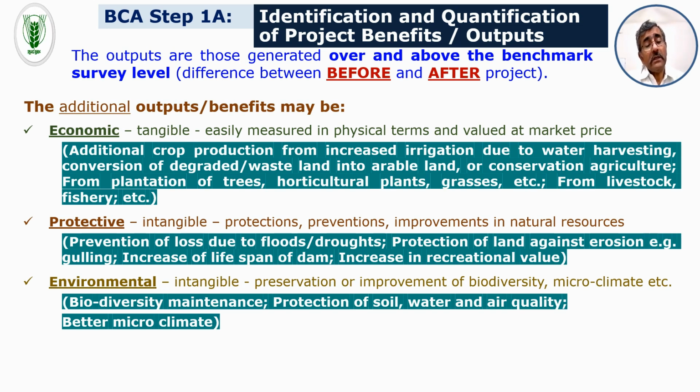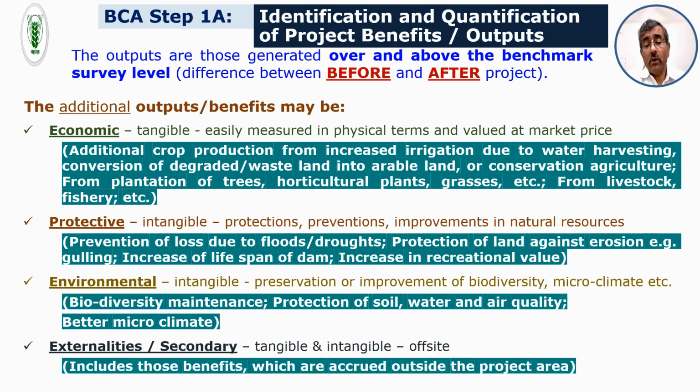Then the third one is the environmental. They are intangible, of course, and they cover preservation or improvement of biodiversity, microclimate, etc. Examples are biodiversity maintenance, protection of soil, water and air quality, better microclimate. Watershed projects provide all these benefits.